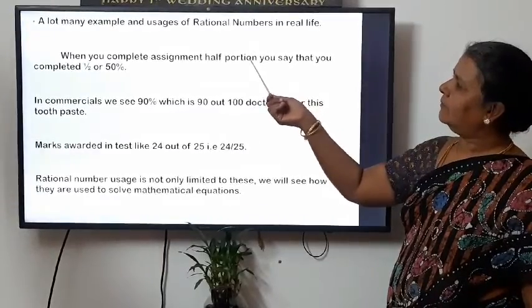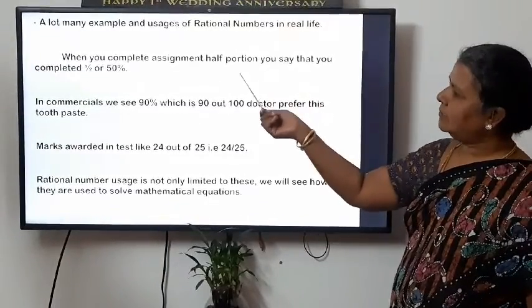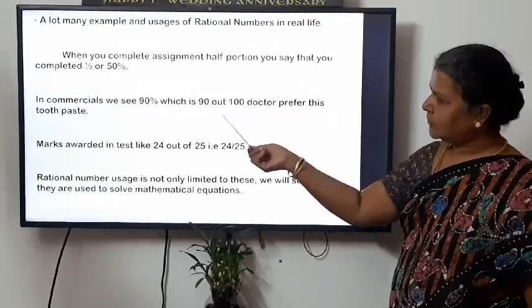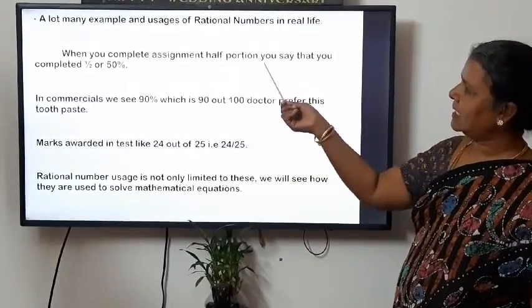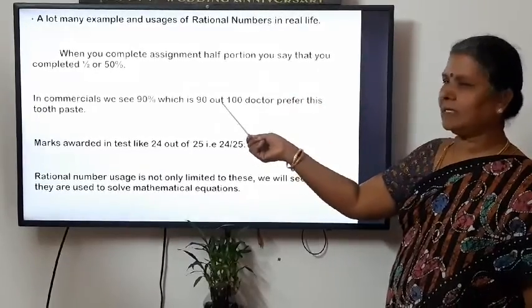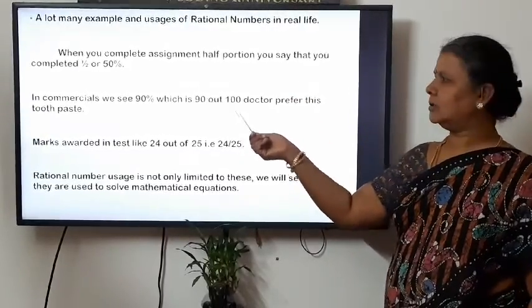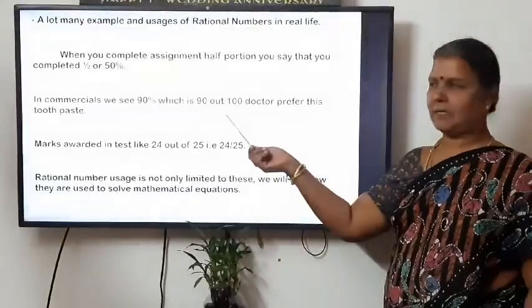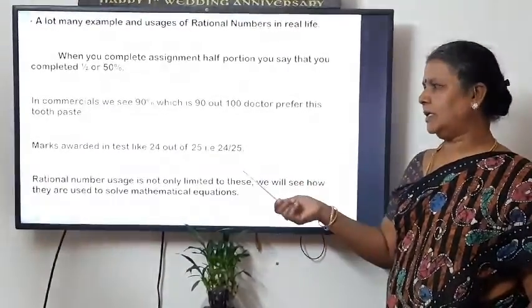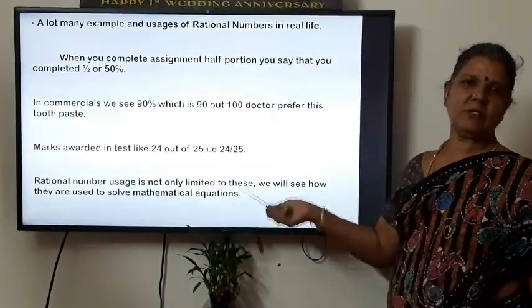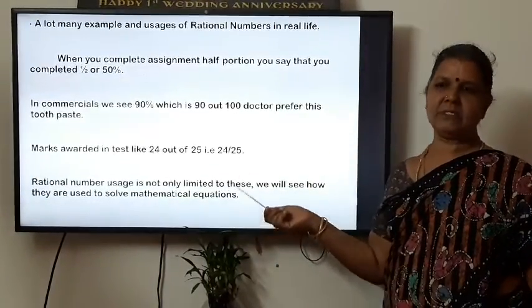Then, when you see the rational numbers, what are the applications of the rational numbers in daily life? We are seeing so many ways. See, assignment half portion, commercial we can see 90% it will cure. So these doctors are preferring this, like toothpaste advertisement. We have seen this. Marks awarded is also in rational form. Like this we can use rational numbers. We are using rational numbers in many ways.